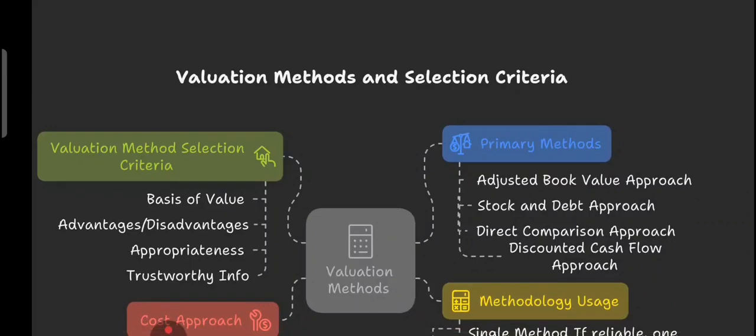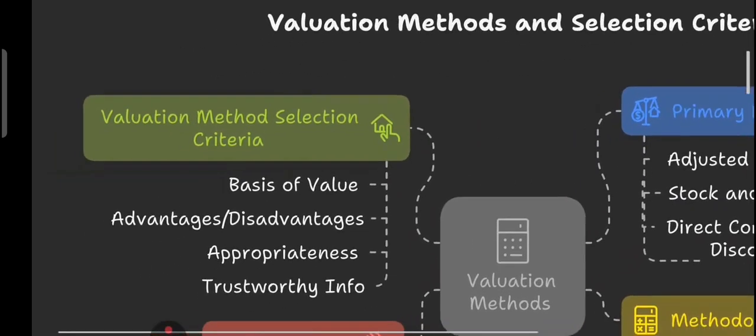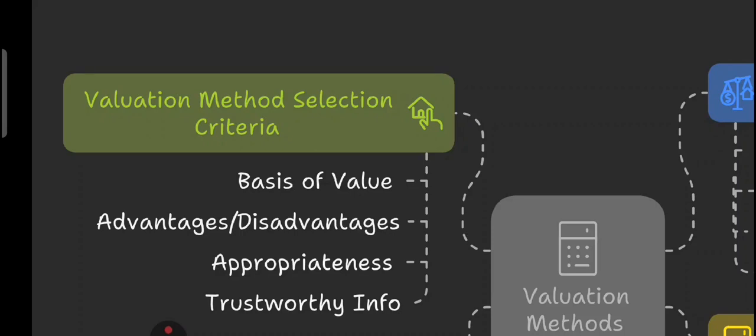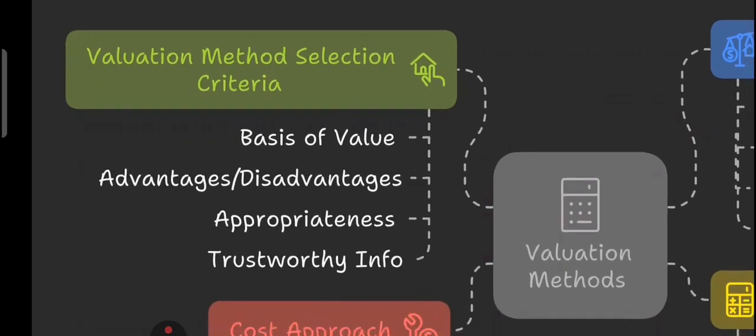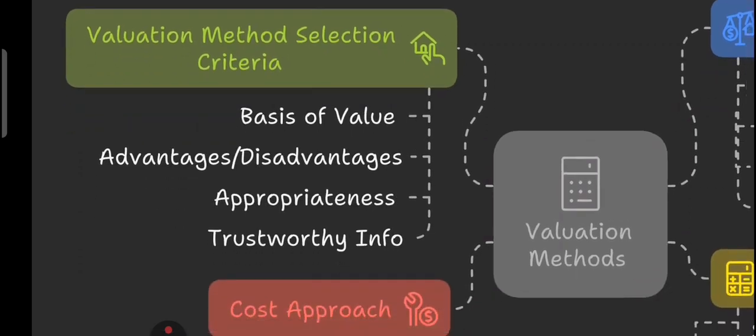Now friends, let's have a look. When it comes to valuation, choosing the correct method is not just important, it is crucial. So what are some valuation method selection criteria? Before we choose, we consider the basis of value, right? The pros and cons of each method, that is, advantages and disadvantages, how appropriate they are for the situation, and the reliability of the information available, meaning whether the information available is trustworthy enough. So that is the valuation method selection criteria.